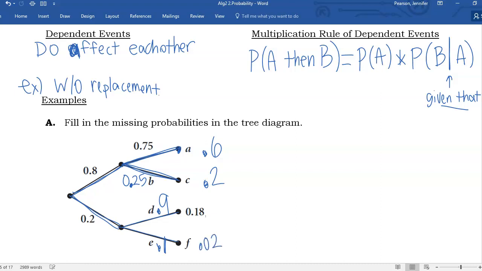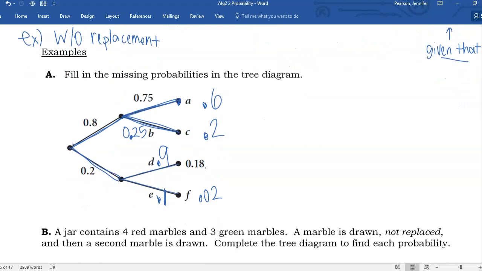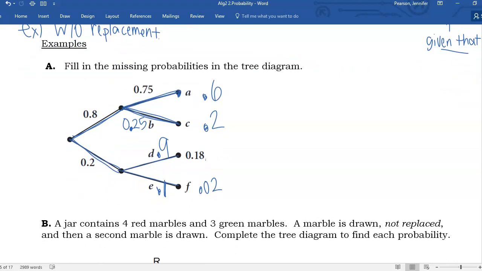Now, if you wanted to check your work, remember all of these should add up to one whole because they represent 100% of the possible outcomes. So that is 0.6 plus 0.2, which is 0.8. And I know 18 and 2 is another 0.2. 8 and 2 is one whole. So for sure, they all add up to 1.